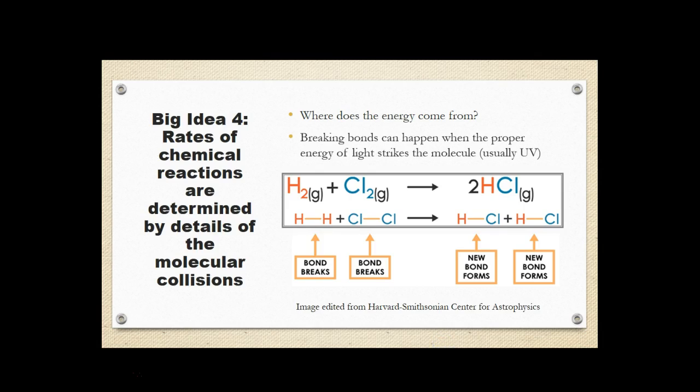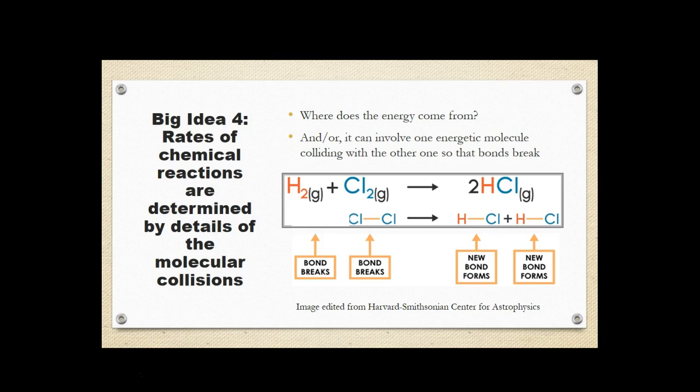Well, one way that you can break bonds is to hit the molecules with the proper energy of light. It's usually ultraviolet light. And so ultraviolet light can break the chlorine-chlorine bond, enabling it to react. The energy raises the chlorine-chlorine bond to a higher energy state, perhaps to an antibonding type of orbital, and then the chlorine atoms have been separated.